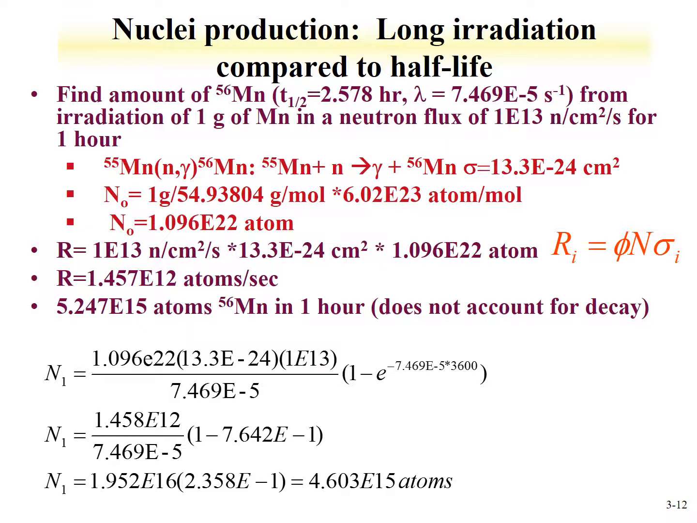This equation does not account for decay. Let's do the fuller equation where we do account for decay, put in all our terms, and we see that the result varies. And this makes sense because we're irradiating for an hour. The half-life is 2.5 hours. During that hour of irradiation, the manganese is decaying. So in this case, we certainly need to use this equation to get a reasonable calculation for what we would actually observe.